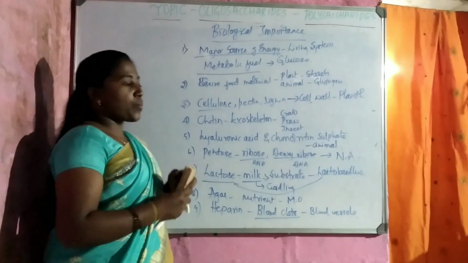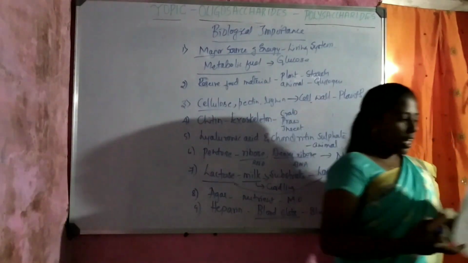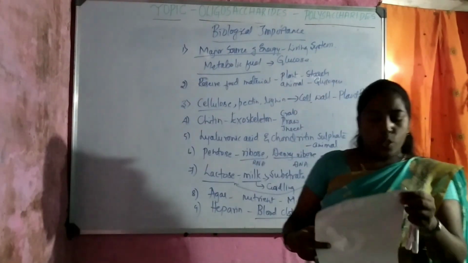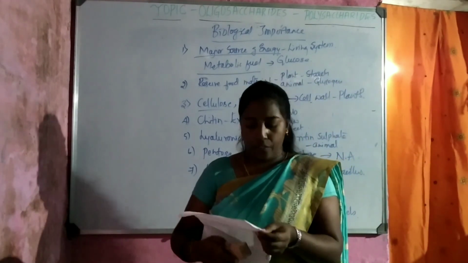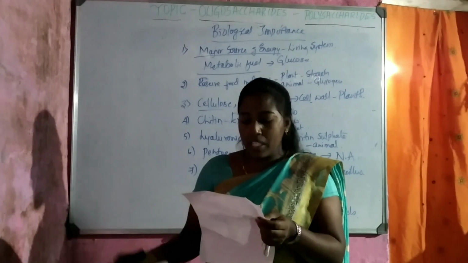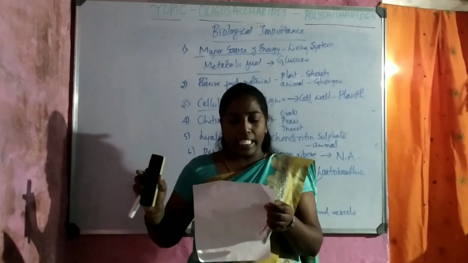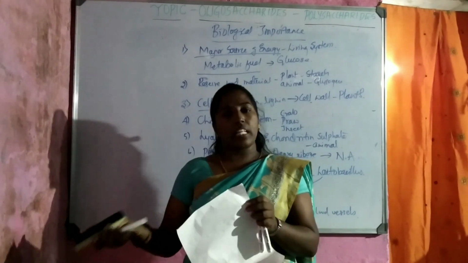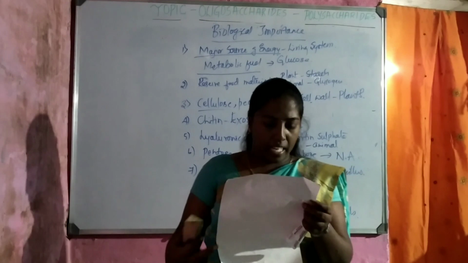Let us see some questions related to this topic. Glycogen is stored in, where is it stored? Liver and muscles, only in liver, muscles only, pancreas. We know that glycogen is stored in case of liver and muscles. Option A is the correct answer.